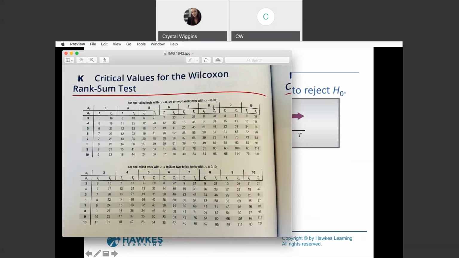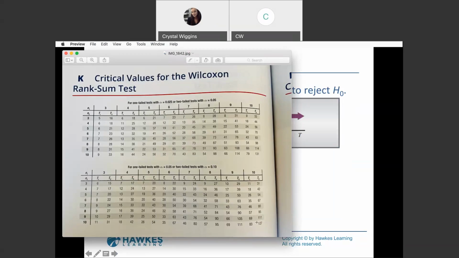And notice that these are very specific. So one-tailed test with 0.025, two-tailed with 0.05. Okay, here's one-tailed test for 0.05, and if you were using a 0.1, you would use this for two-tailed. So we have a one-tailed test at 0.05. Our first sample size is 10. Our second sample size is also 10. Okay, got it. So sample size 1 is 10, sample size 2 is down, and that's 10.